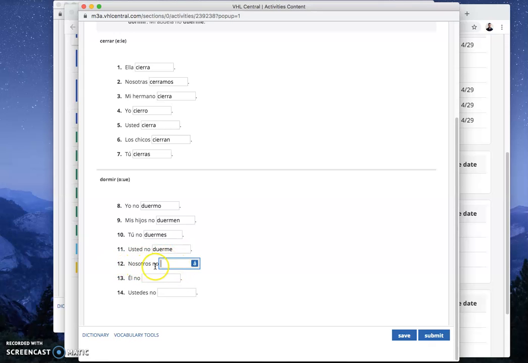Número 12. Nosotros no. Pausar. Ok, volvemos. Nosotros no dormimos. All right, so here, careful. Remember, there's no stem change for the nosotros, and also this is an IR verb, right? So the ending is imos. Muy bien. 13. Él no. Pause. Volvemos. Él no duerme.